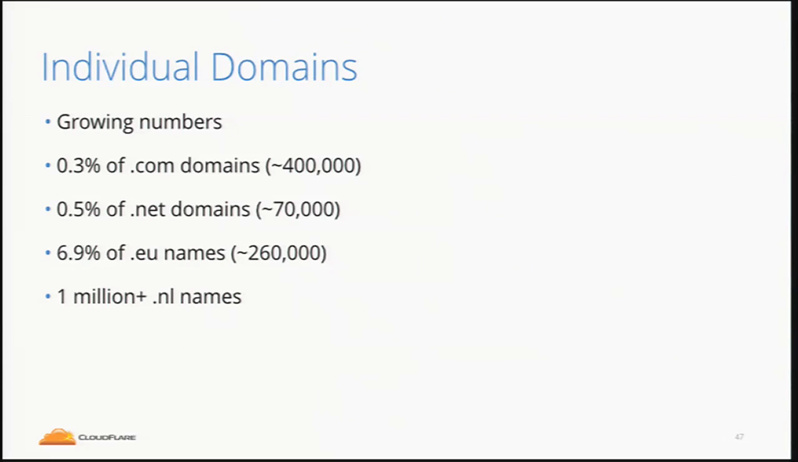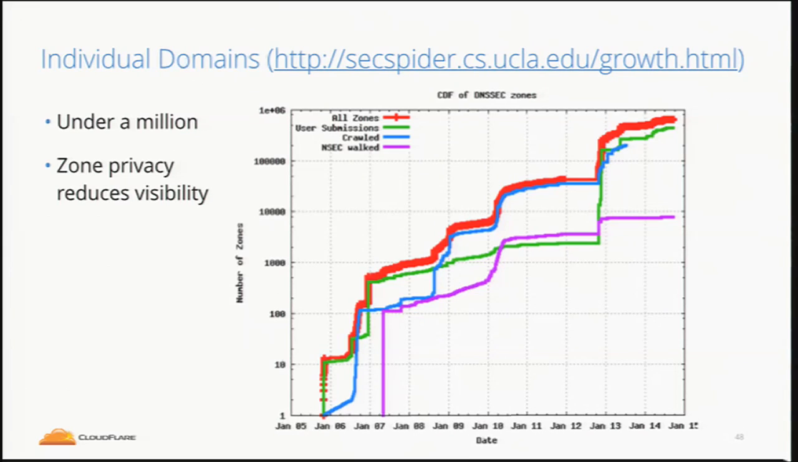Individual domains, well, we have a long way to go. Honestly, only 0.3% of .com domains, which is still about 400,000, are signed. .nl is way in the lead. In the Netherlands, they've done a lot of work for DNSSEC, and .eu is all the way up to 7%. There's this site that tracks them, and you can see there's a category, the purple line, which is NSEC walked. They actually use the fact that zone privacy is weak to figure out which domains are signed and which aren't. They obviously haven't gotten to 1 million, so they haven't found them all, at least in this project.